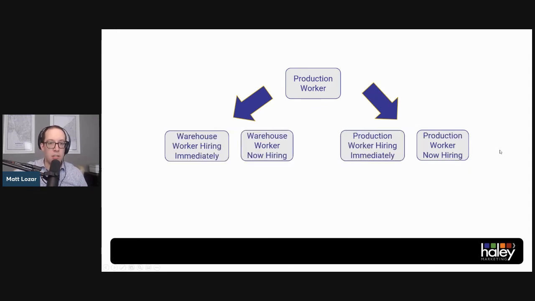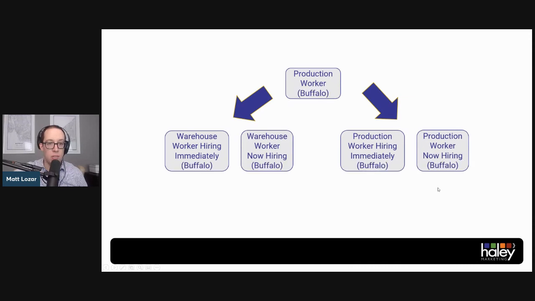Warehouse worker is another title people are searching for, similar to production, but a lot of candidates go to the job boards and just type in warehouse. They don't even type in anything else after the word warehouse. They want to see what jobs are available in warehouse. So now we went from one job to 5 jobs here by adding in some different titles.